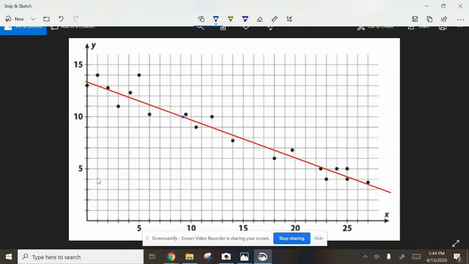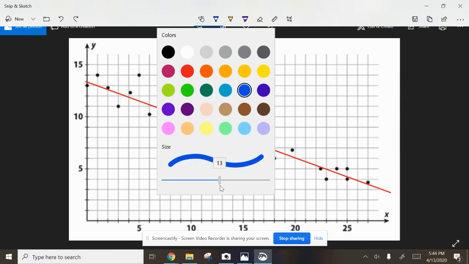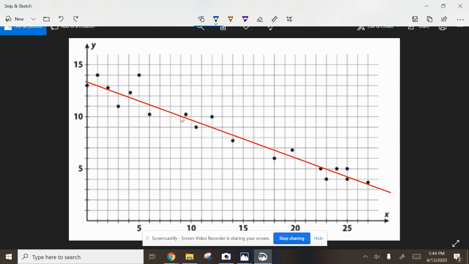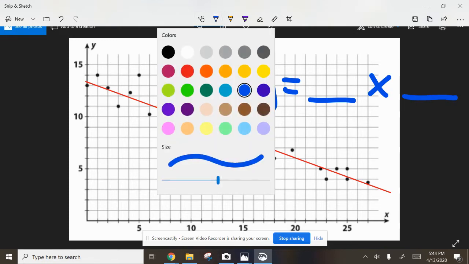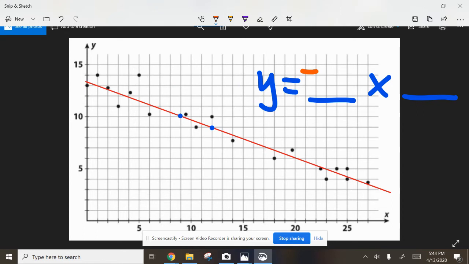If I use the mouse, I can get a little more precise. Now I'm going to use this one as a point and this one as a point. If I have two points, can I now figure out what the equation of this line is? First of all, we know it's a negative slope. When I talk about equations, this is first semester. I know there's going to be a slope and a y-intercept, and I already know it's going down, so my slope is going to have a negative sign with it.